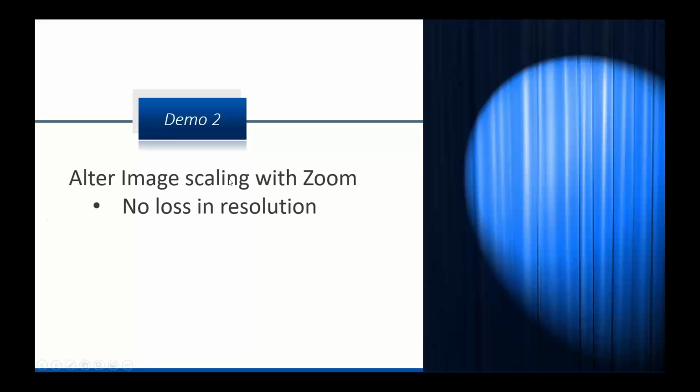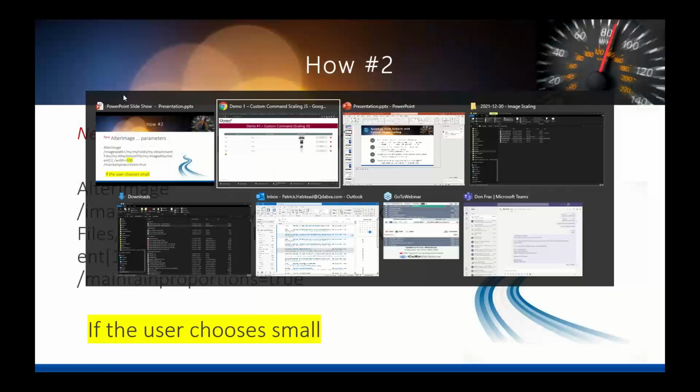When we're scaling it with AlterImage, we can actually keep it in a secondary data source and not affect the original image. So we can do it without loss of resolution. But in general, it's going to change the underlying XML. Okay, let's do that demo. Last demo.